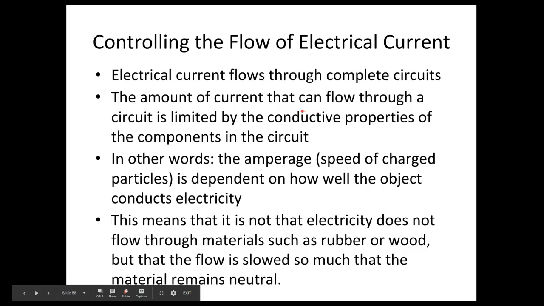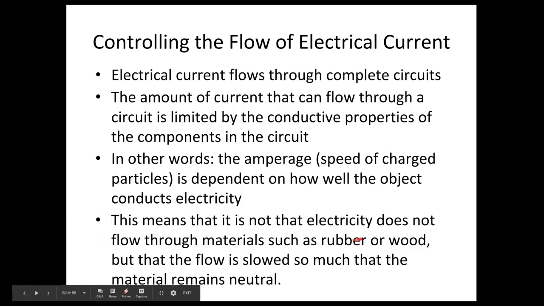The amount of current that can flow through a circuit is limited by the conductive properties of the components in the circuit. What that means is how much current a circuit can carry is a factor of the properties of the components in the circuit. In other words, how well does the metal wire conduct things? What sort of resistors are in place? Those kinds of things. So in other words, the amperage, the speed of the charged particles, is dependent on how well the object conducts electricity.